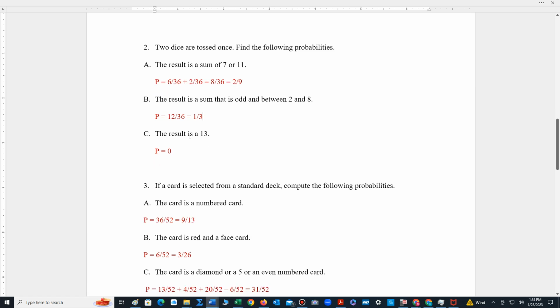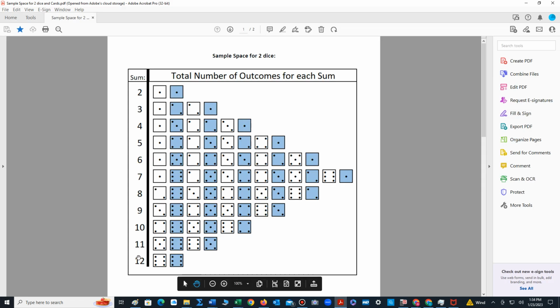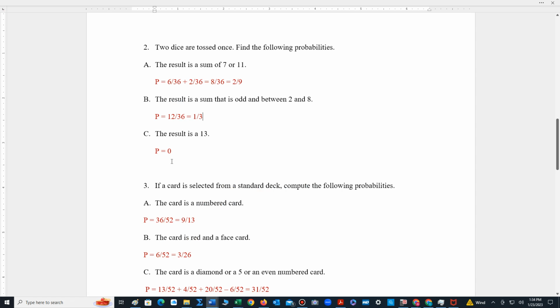And then finally, for part C, it says the result is 13. That's impossible because the maximum sum is 12. So whenever an event cannot occur, it's 0.